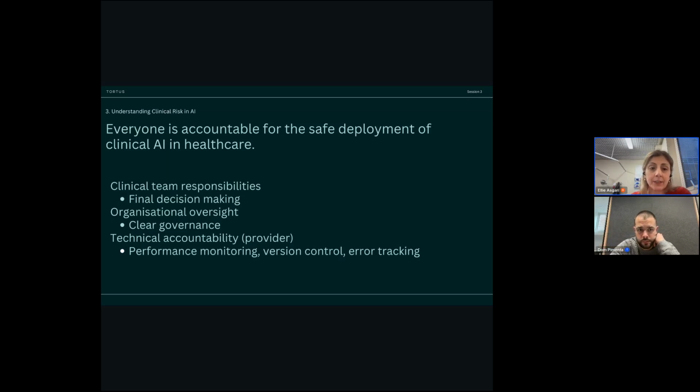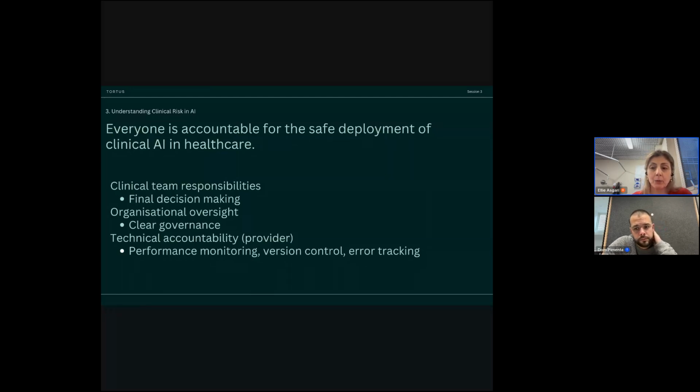The organization needs to have an oversight of the device to make sure that they've done their checks with the provider. They've got a clear governance structure in place. They know how they can train the staff. They can let the staff know how to report incidents. And there's of course the technical accountability.